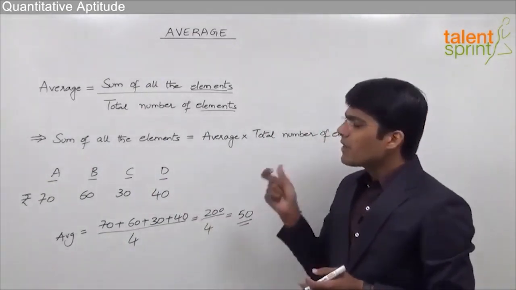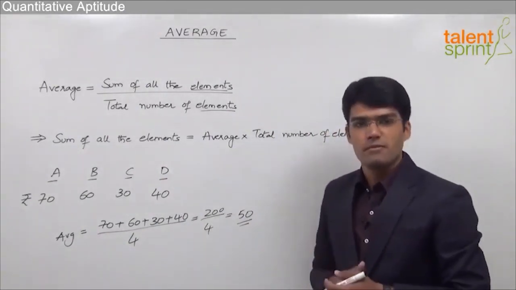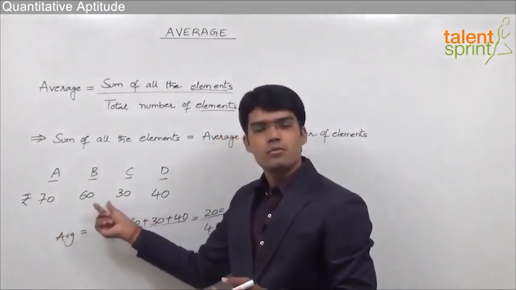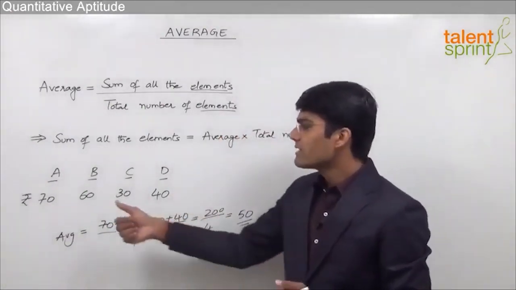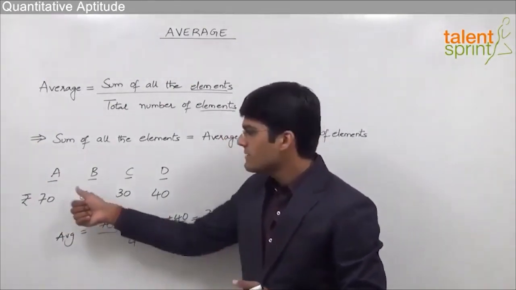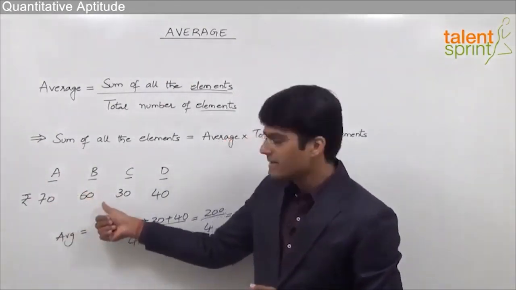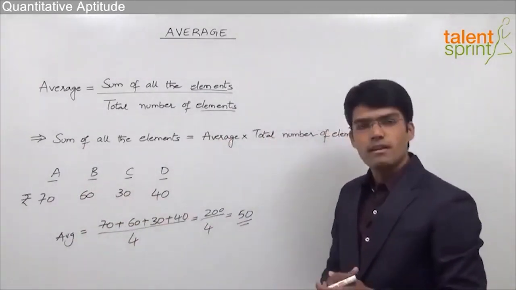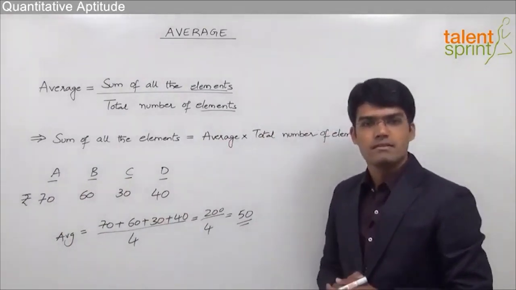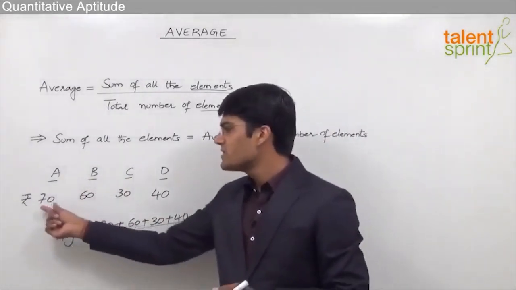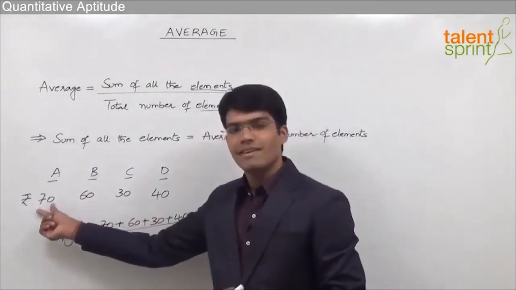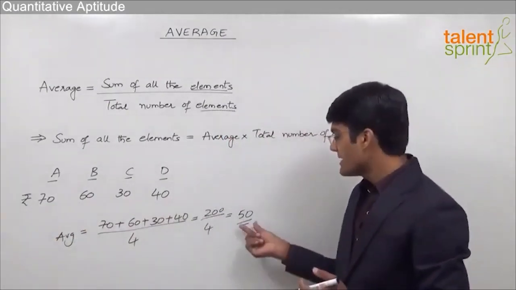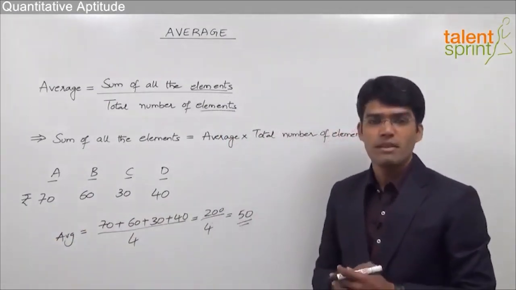Understand, the element need not be rupees only. It can be any type of variable. For example, instead of saying that A, B, C, D have got 70 rupees, 60 rupees and so on, we can assume that these are the weights of these 4 persons. That is, the weight of A is 70 kgs, the weight of B is 60 kgs, C's weight is 30 kgs and D's weight is 40 kgs. So the average weight of these 4 persons will be 50 kgs. Or for that matter, we can say that these are the ages of the 4 persons. That is, A's age is 70 years, B's age is 60 years, C's age is 30 years and D's age is 40 years. So in that case, the average age of the 4 persons will be 50 years.